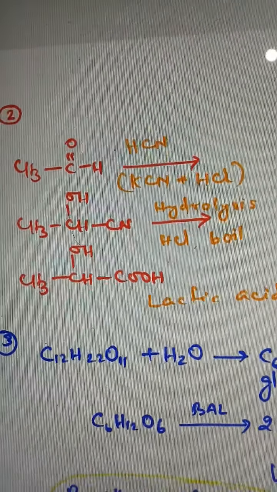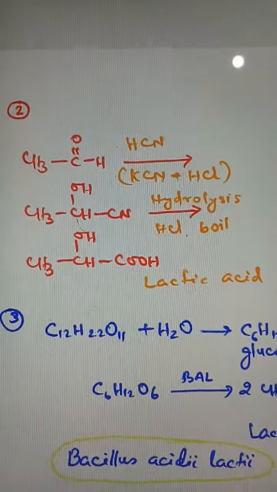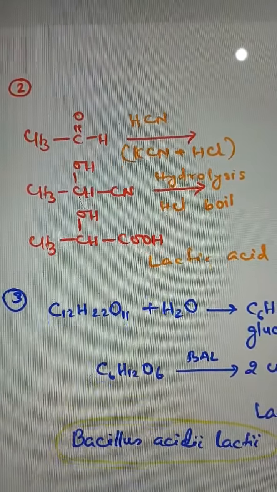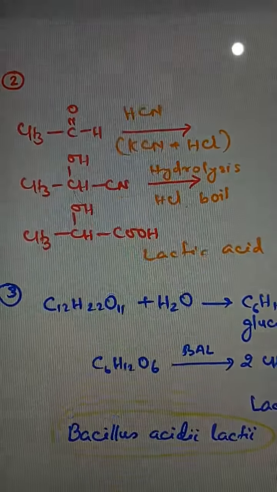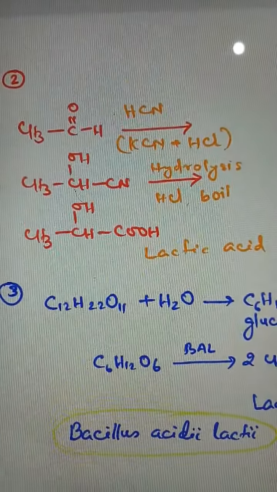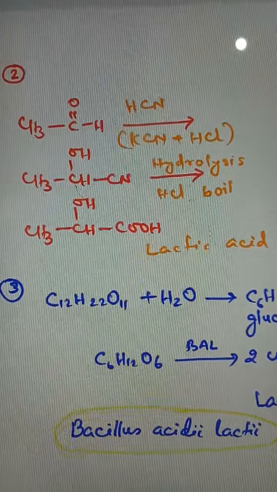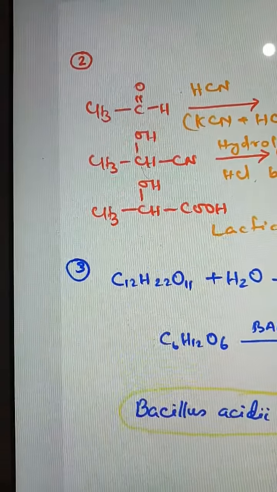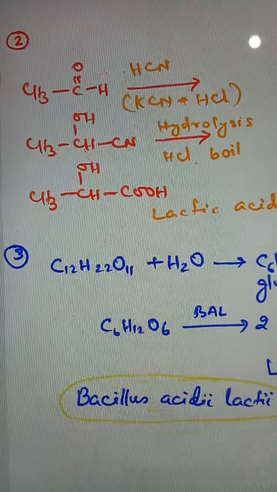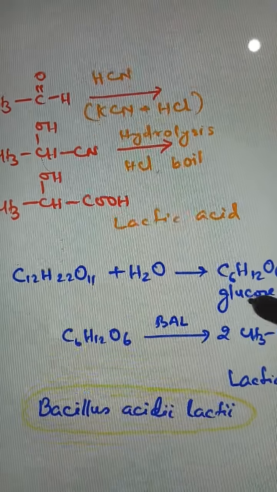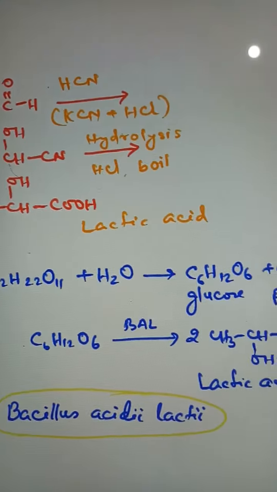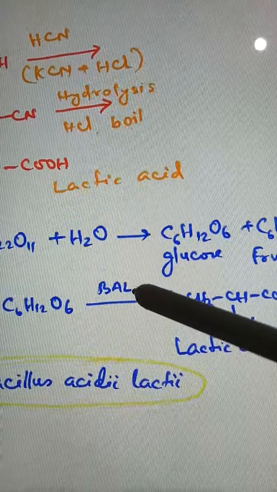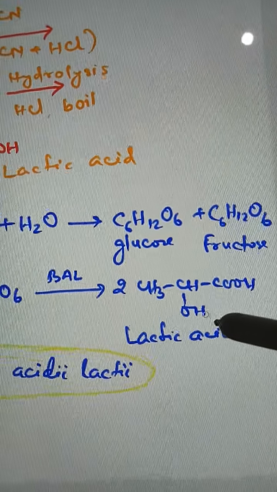Now come to the third method of preparation, from fermentation of sucrose. Lactic acid is obtained on a commercial scale by fermentation of sugar by the microorganism BAL. BAL is Bacillus acidi lactii. This is a disaccharide, glucose and fructose, monosaccharides, and after reaction with this microorganism you will get lactic acid.